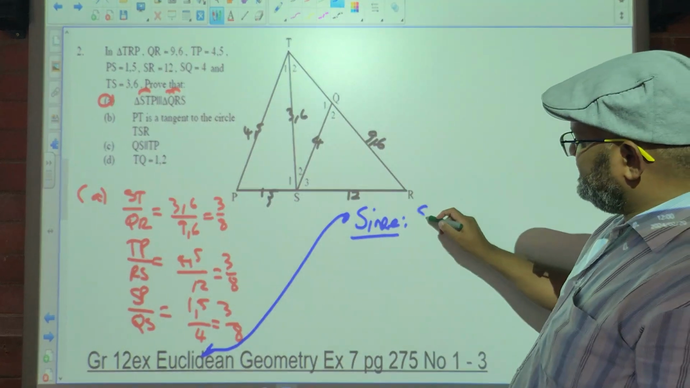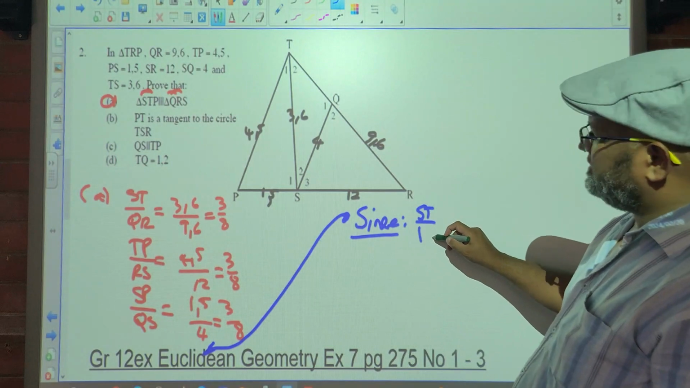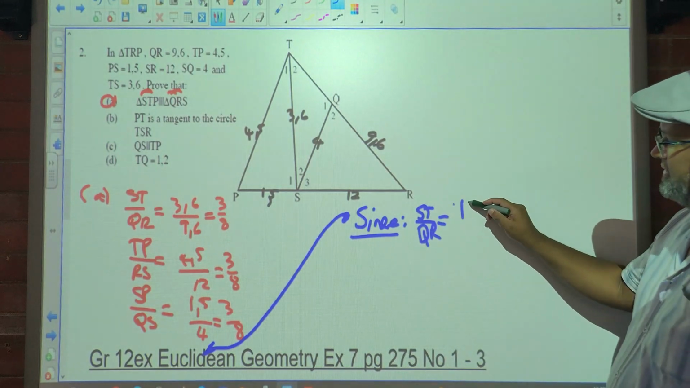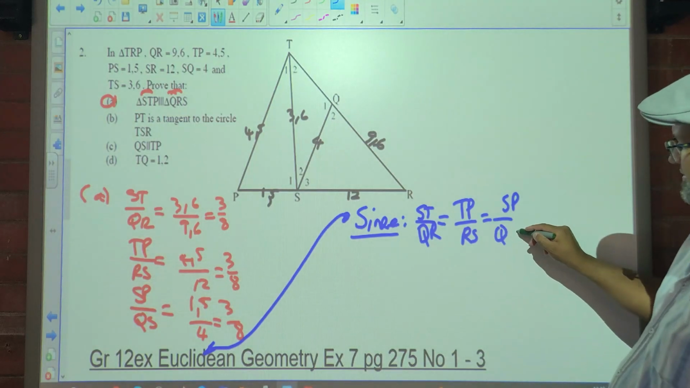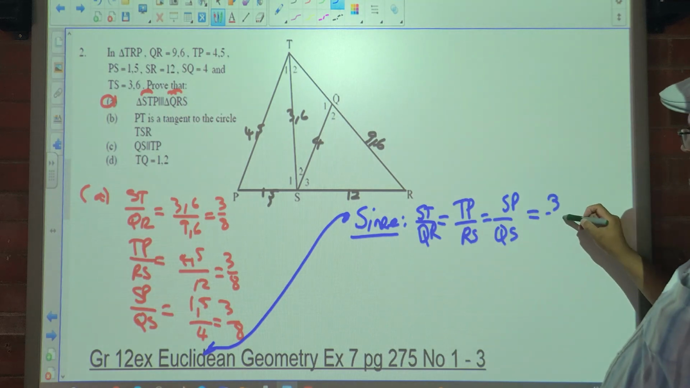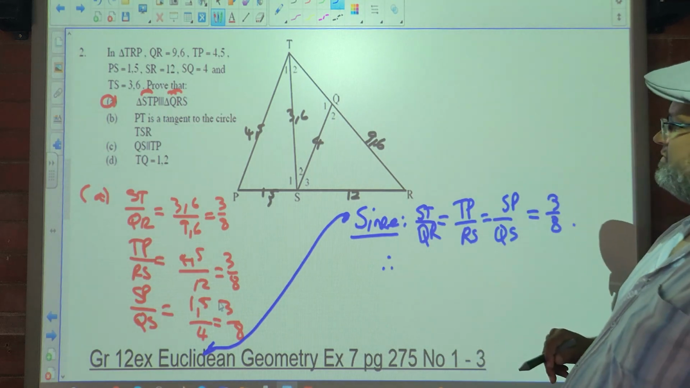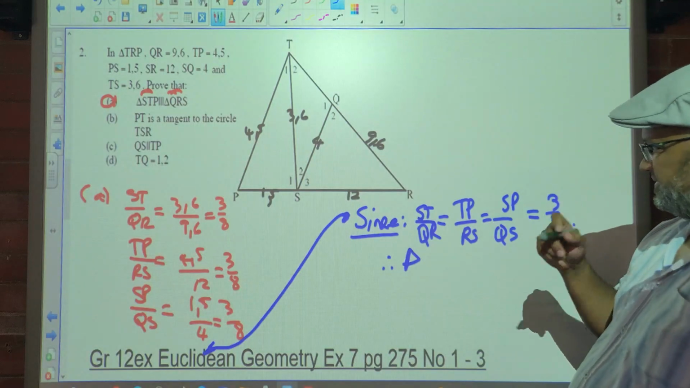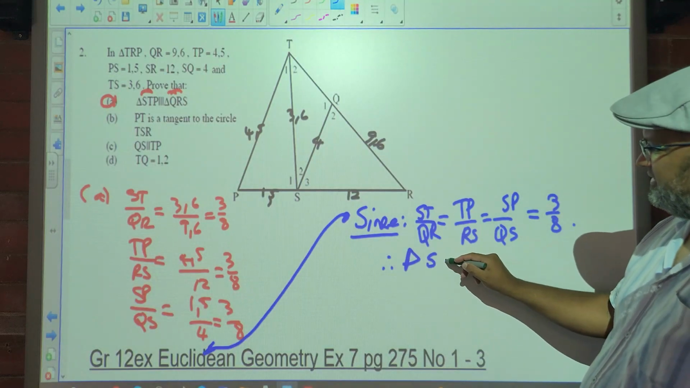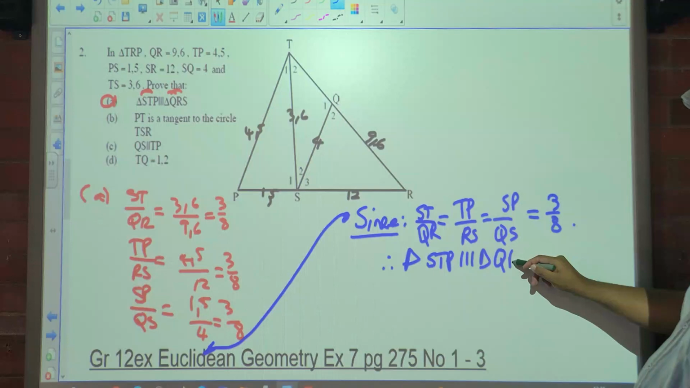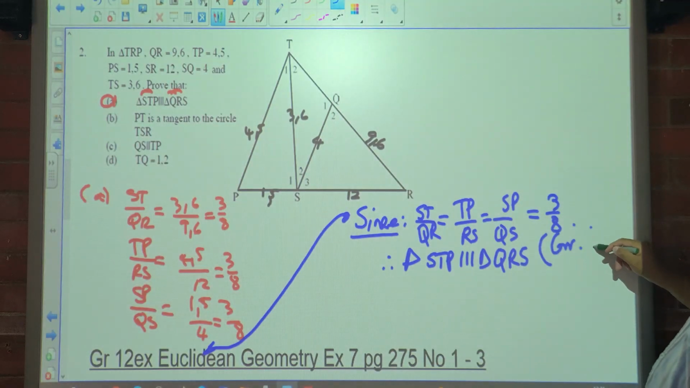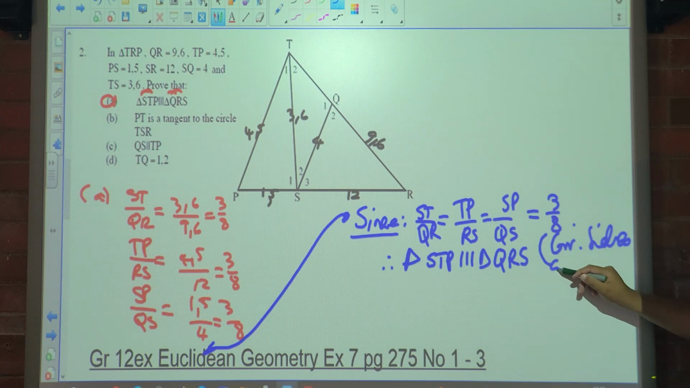Since ST over QR is equal to TP over RS equals SP over QS, which is equal to 3/8. Therefore, triangle STP is similar to triangle QRS. Why? Because the corresponding sides are in proportion.